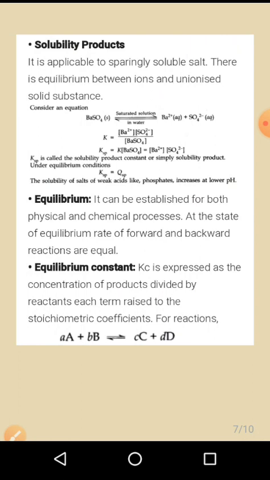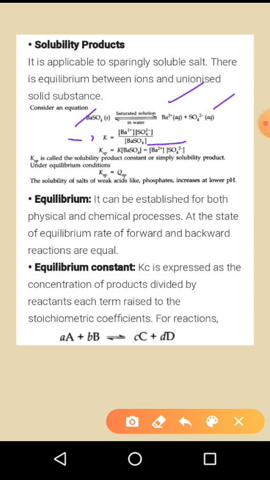Next one, solubility product. It is applicable to sparingly soluble salt. There is equilibrium between ions and unionized solid substances. Consider an example, BaSO4, barium sulfate. Upon dissociation it will give Ba2 plus and SO4 2 minus. Apply the law of mass action, it will convert into K is equals to concentration of Ba2 plus into concentration of SO4 2 minus divided by concentration of BaSO4.